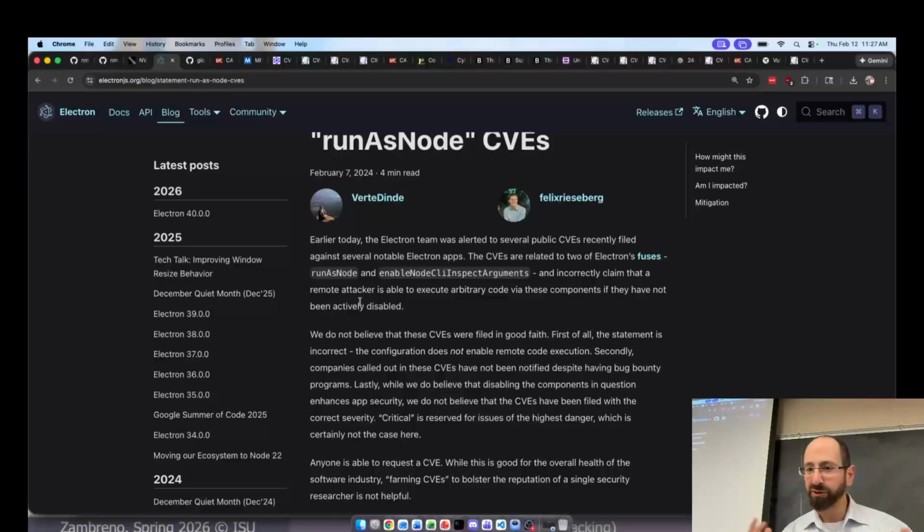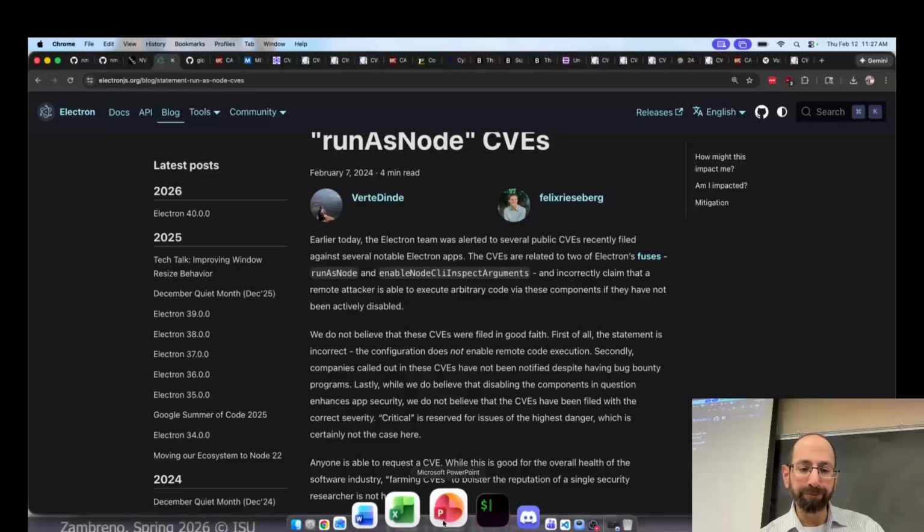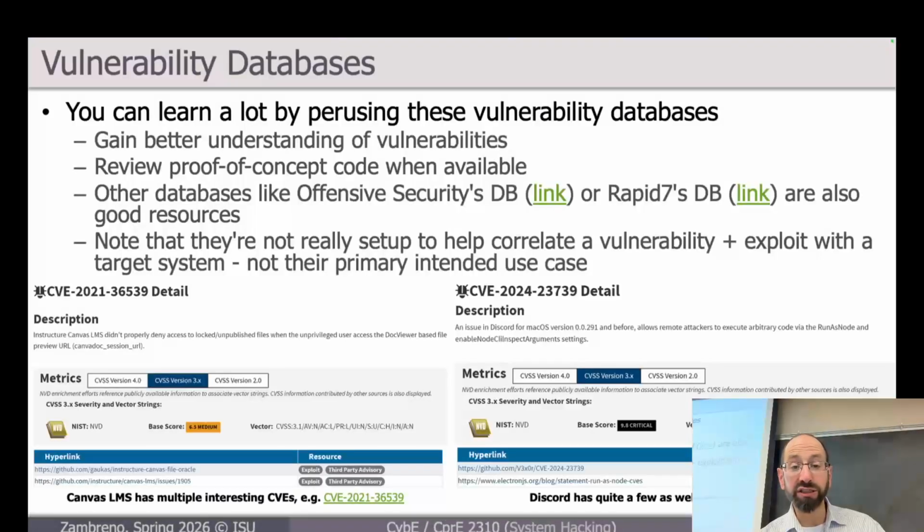I think developers are also naturally defensive about their software, and to the extent that vulnerabilities are serious or not. And we know that's the case. And it's not just the National Vulnerability Database.